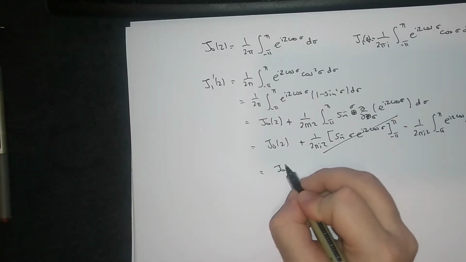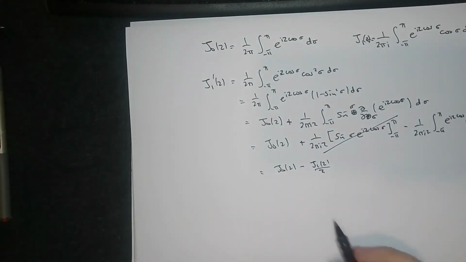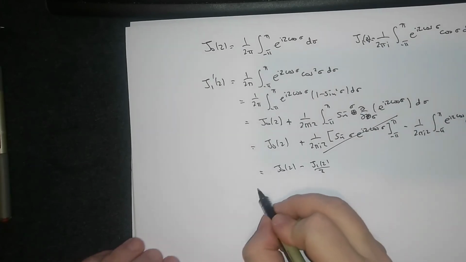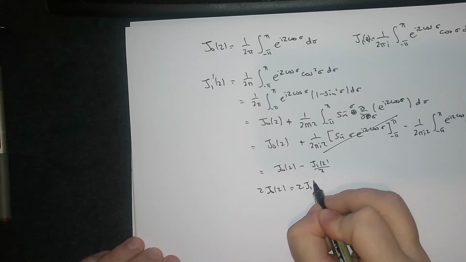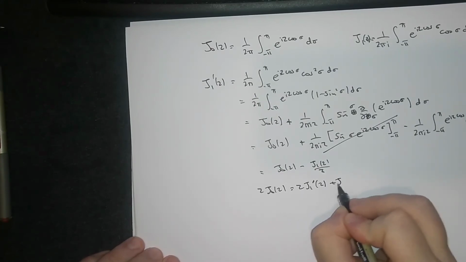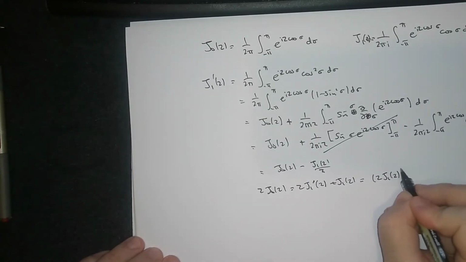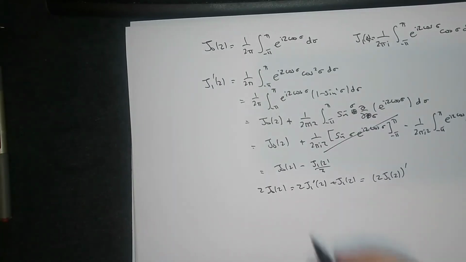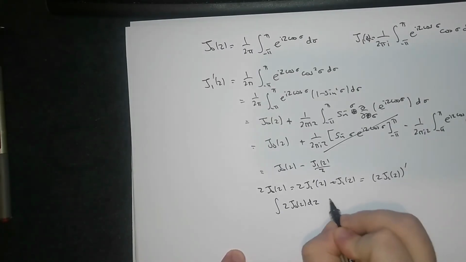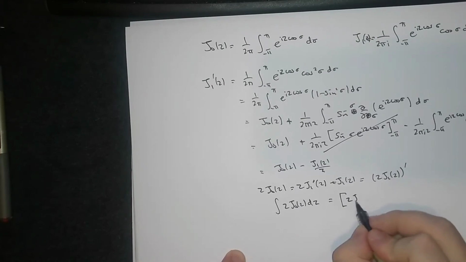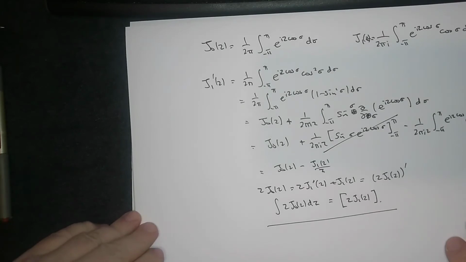And of course that's J naught of z minus J1 of z over z, or if I rearrange this, I get z J naught of z is z J1 prime of z plus J1 of z, which is (z J1 of z) all prime, or the integral is going to be the change in that, and that's what we're going to be using in our diffraction problem.